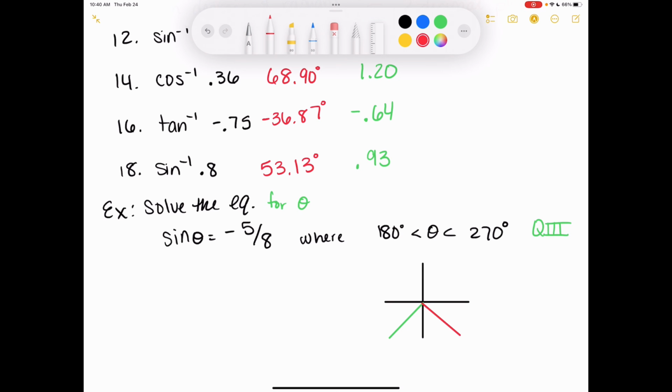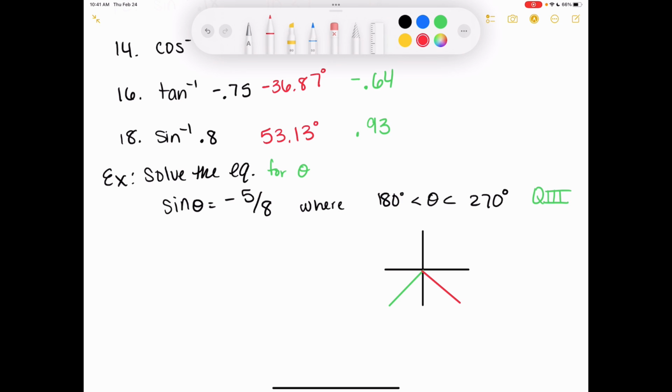So how do we get it? If I want to undo sine, I take the inverse sine, the arc sine, of negative 5 over 8, in degree mode, because this is specified to be in degrees. Then tell me what that gives you.